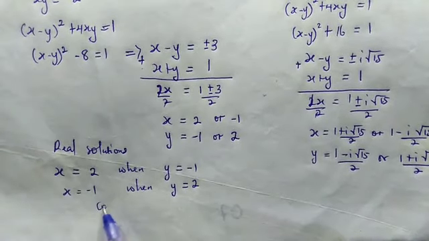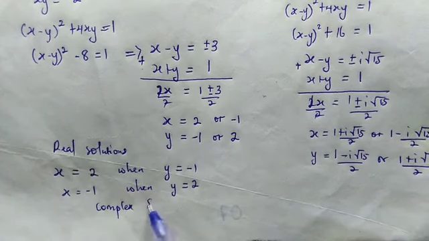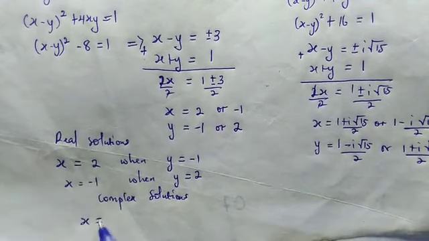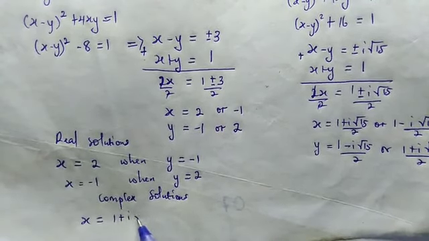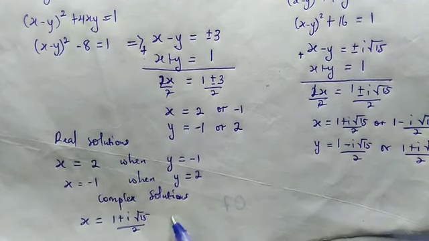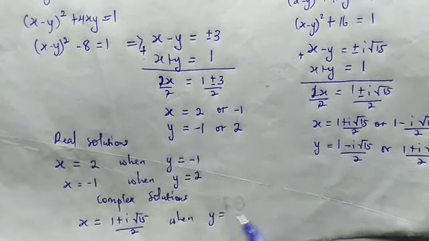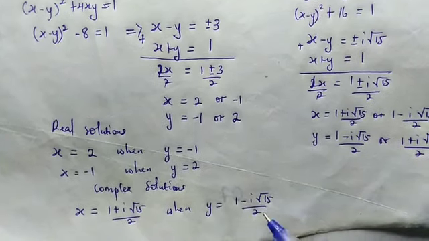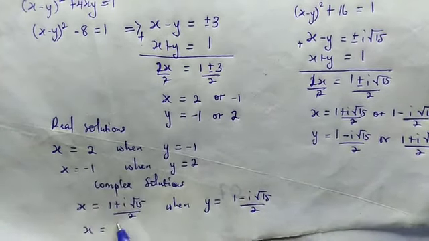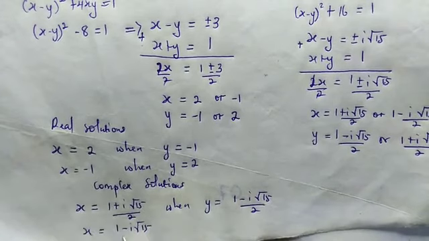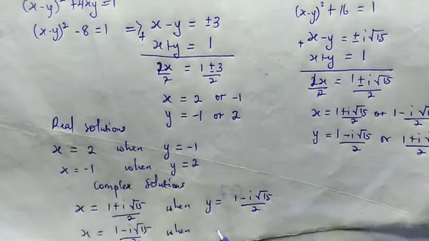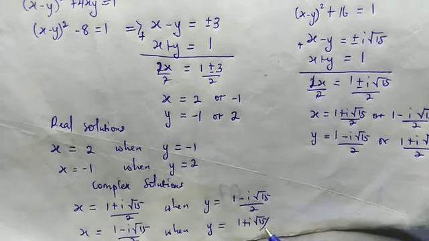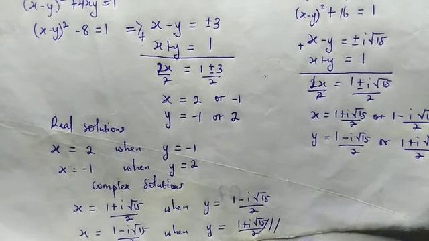Now, for complex solutions, we have x is equal to 1 plus i square root of 15 over 2 when y is equal to 1 minus i square root of 15 over 2. And here we have x is equal to 1 minus i square root of 15 over 2 when y is equal to 1 plus i square root of 15 all over 2, and these are the solutions.